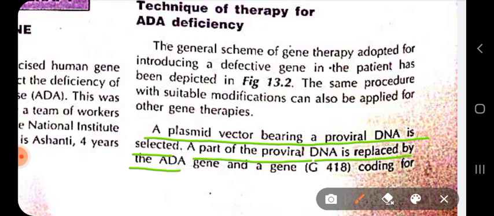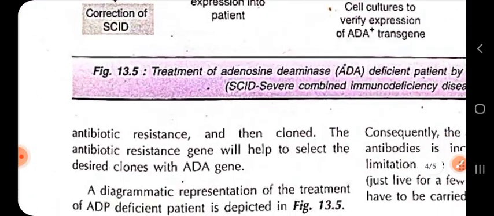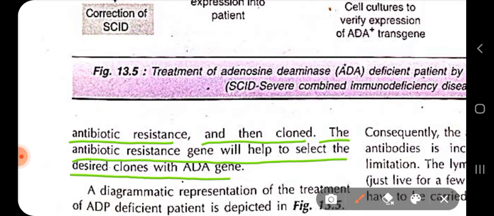And we have also used a selection agent, like the gene G418, which codes for ganciclovir, which is the antibiotic resistance gene. And then the whole thing is cloned. Now this antibiotic resistance gene will help select which of the cells have our vector properly inserted.